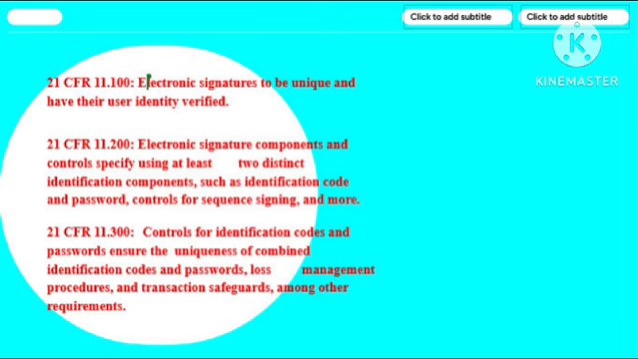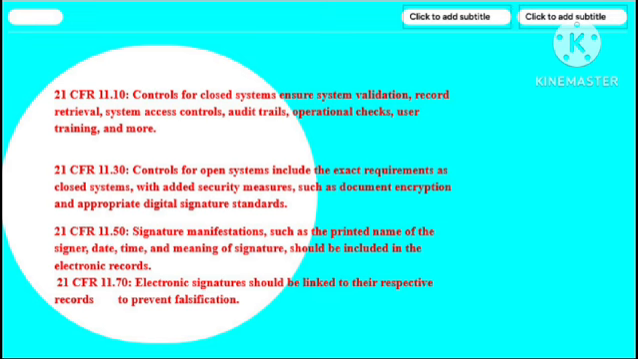Whereas 21 CFR 11.300 controls for identification codes and passwords ensure the uniqueness of combined identification codes and passwords, loss management procedures, and transaction safeguards, among other requirements. 21 CFR 11.10 controls for closed systems ensure system validation, record retrieval, system access controls, audit trails, operational checks, user training, and more. 21 CFR 11.30 controls for open systems include the same requirements as closed systems with added security measures such as document encryption and appropriate digital signature standards.